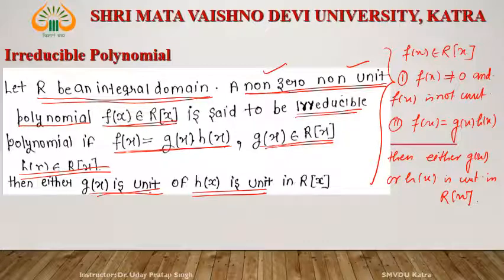If these two conditions are satisfied by any polynomial f(x) in R[x], then this f(x) is irreducible over R.